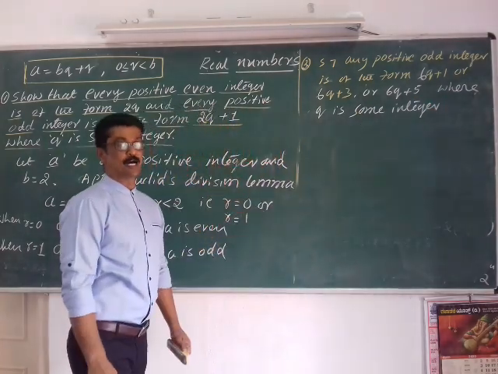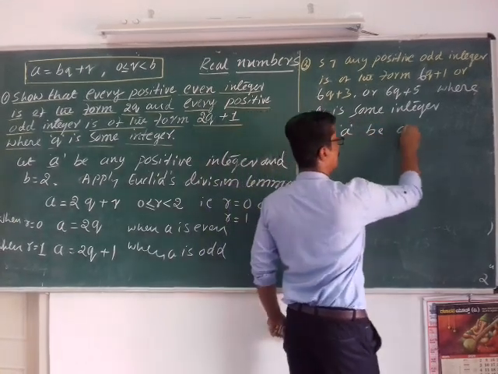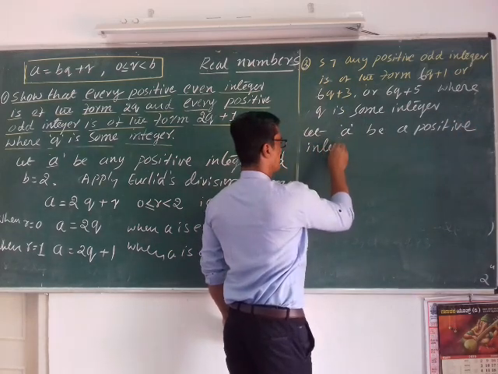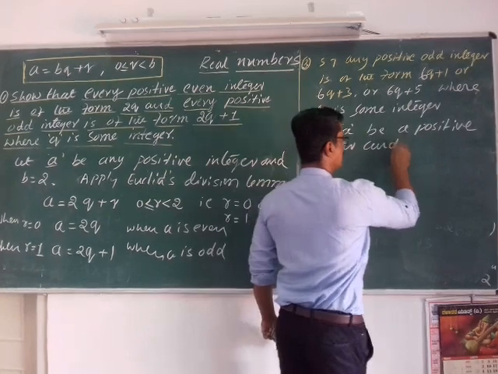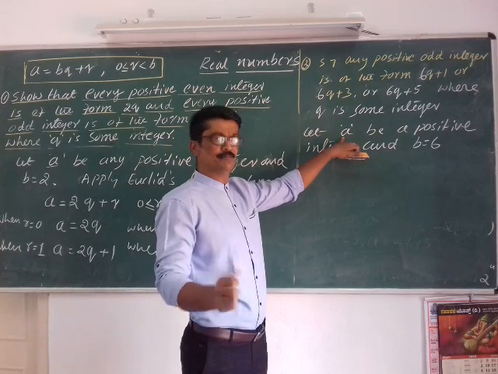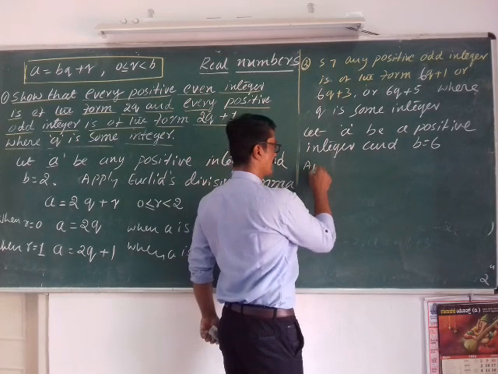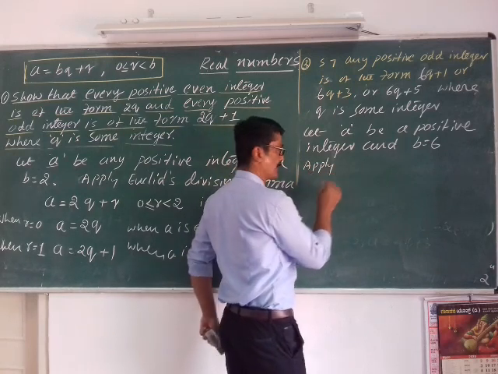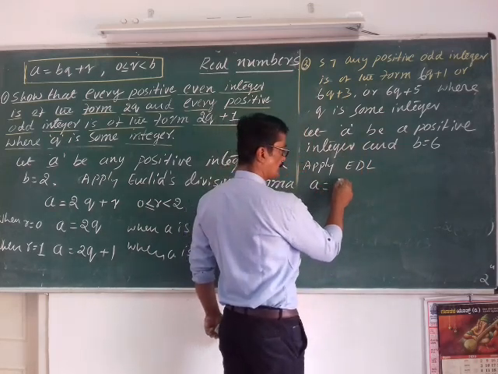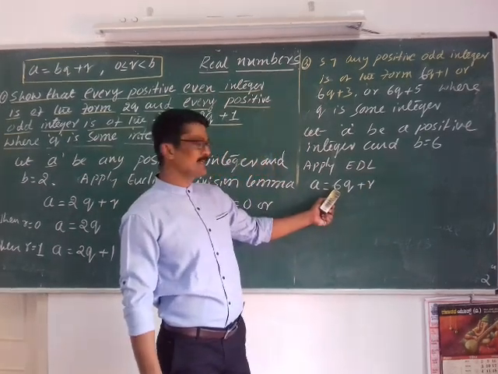Same steps you have to write. Let a be a positive integer and b is equal to 6. So you have to take any number as dividend. The divisor is 6. Apply, and don't forget to write this. Apply Euclid's division lemma. We get a is equal to 6q plus r, because the divisor here is 6.